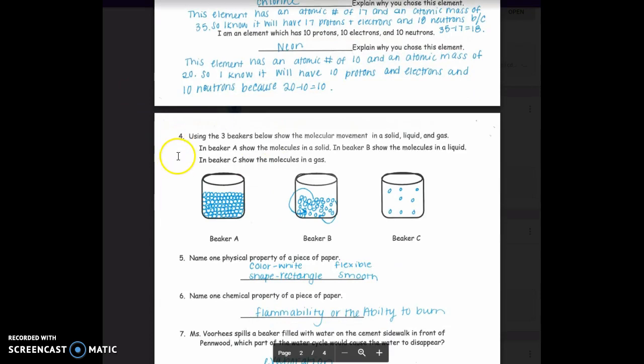Cool. All right, number 4. Using the 3 beakers below, show the molecular movement in a solid, liquid, and gas. In beaker A, show the molecules in a solid. Look, they're all real close together. That's easy peasy. In beaker B, show the molecules in a liquid. They're a little bit more spaced out, and there's movement. And then in C is gas, little molecules, but they're spaced out.